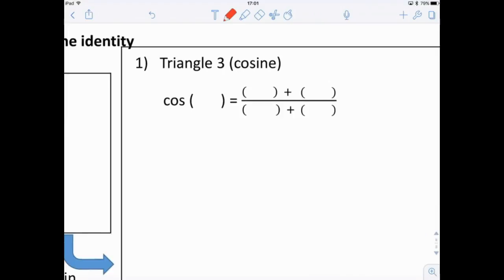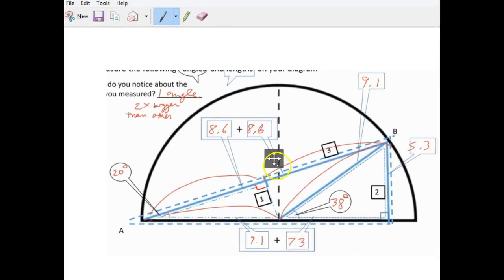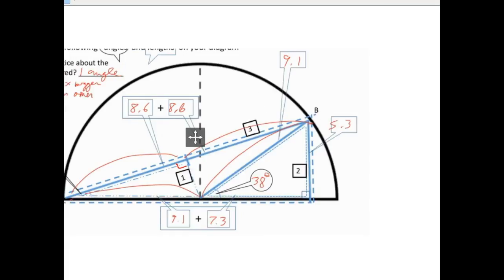The first one, step 1 says to find the cosine of triangle 3. Triangle 3 is this big one. So the cosine of the big one is going to be 9.1 plus 7.3 divided by 8.6 plus 8.6. And that's going to be the cosine of 20 degrees also. So you can see I wrote it right there, right?